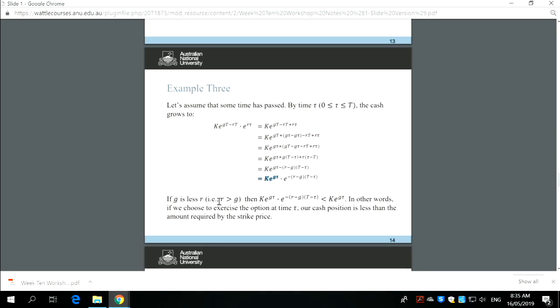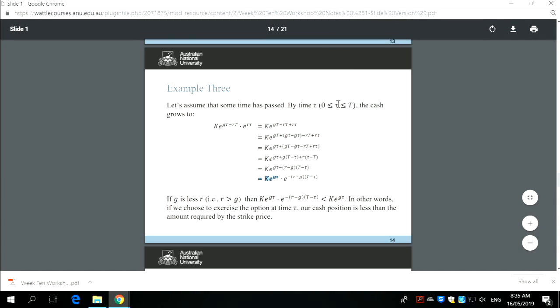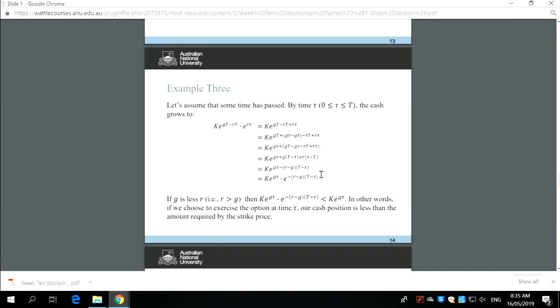So if g is less than r, that means the risk-free rate is larger than the growth rate g. So this bracket must be a positive value. And because tau is halfway through the holding period, T minus tau also must be a positive value, right? So that's two positive values. That's the product of two positive values, and we have a negative sign in front of that, which means we have a negative power here, right? If it's a negative power, that means we are discounting the strike price, which means the amount of cash that we receive in the bank account must be strictly less than the strike price at time tau.